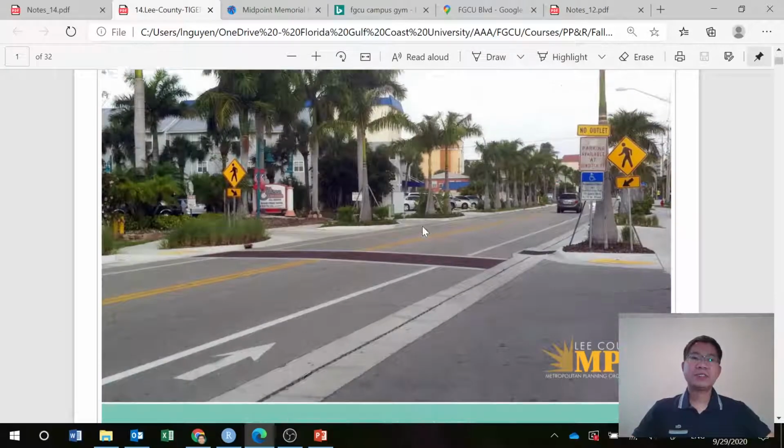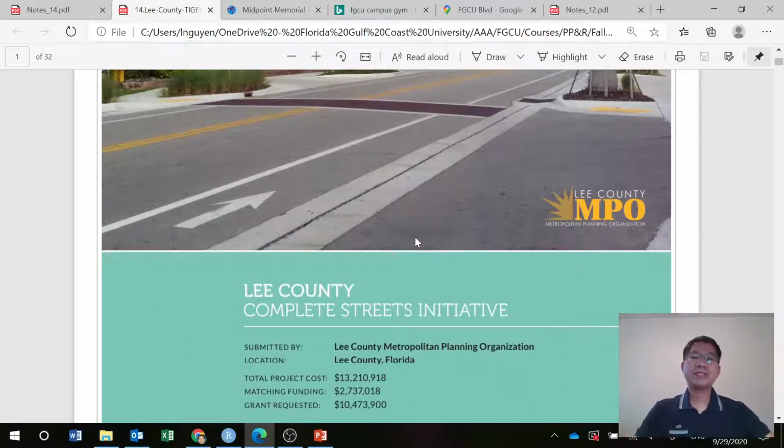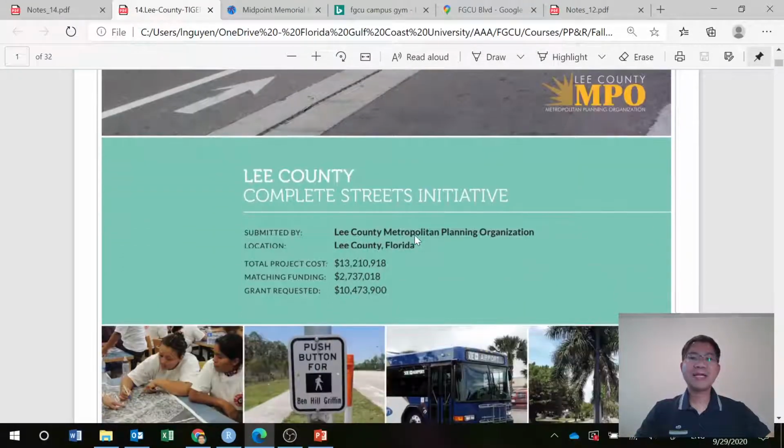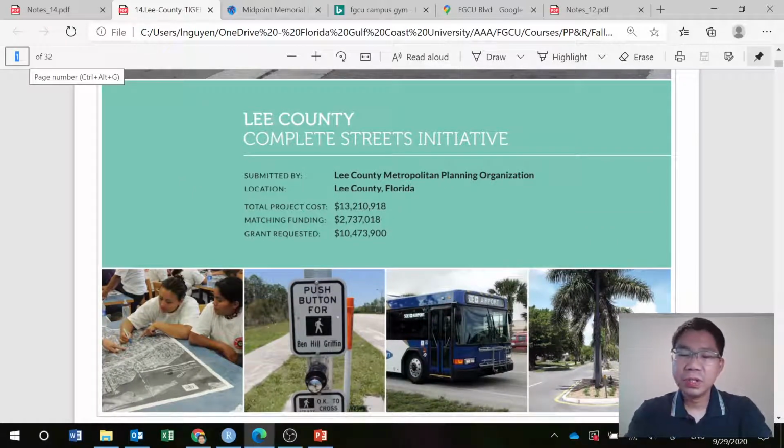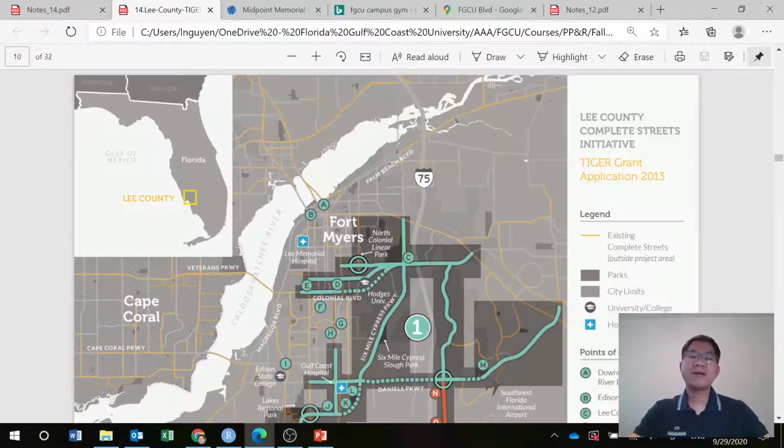And as you can see in the first video of today's lesson, I showed you the example of the Lee County Complete Street. What is that about? Go to the first video. And for this, as you can see, they use different methods. And what is the project about? That is already available on Canvas, so you may take a look at that.